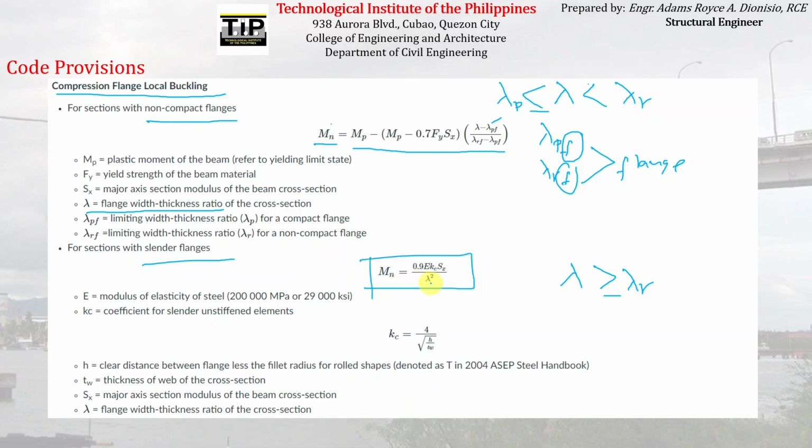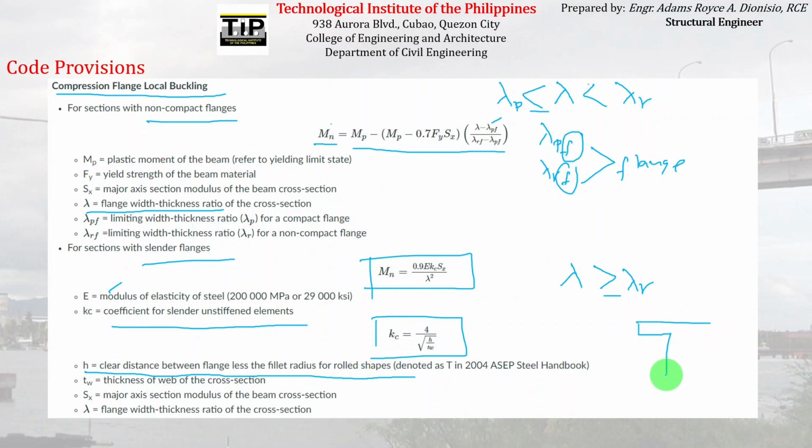Mn is equal to 0.9 E kc Sx over lambda squared. E is the modulus of elasticity, 200,000 megapascal for steel. Kc, coefficient of slender unstiffened element, which is equal to this, 4 over square root of h over tw. h is the clear distance between flanges less the fillet radius for rolled shapes. Okay, so yung h na yan denoted as T in the 2004 ASEP Steel Handbook. So, ito lang yan yung h na sinasabi dyan.